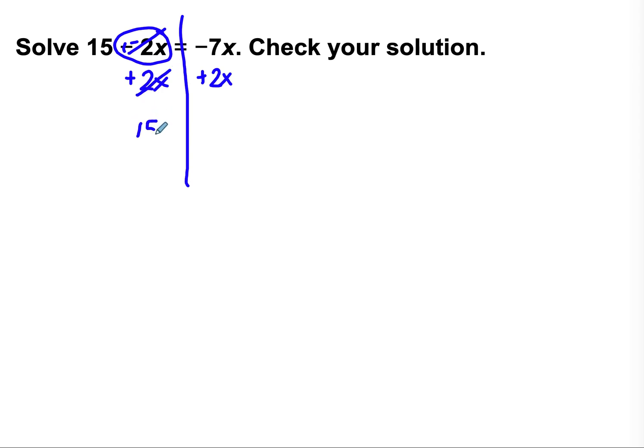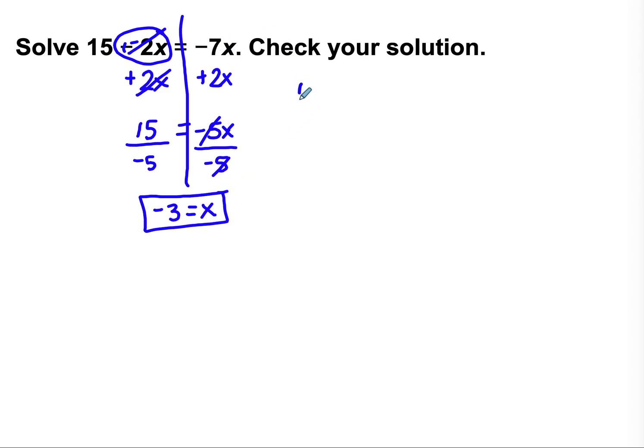I'm left with 15. Then I'm going to combine my like terms here: negative 7x plus positive 2x is going to equal negative 5x. Different signs, find the difference. More negatives, the answer is negative. Now that I have this equation, I've got multiplication to cancel out: negative 5 times x. So I cancel out multiplication with division. I'm going to divide by negative 5 on both sides. Negative 5 divided by negative 5 is positive 1, so on this side of the equation, I'm left with just the x. And on this side, I have 15 divided by negative 5, which is negative 3. So my solution is negative 3 equals x.